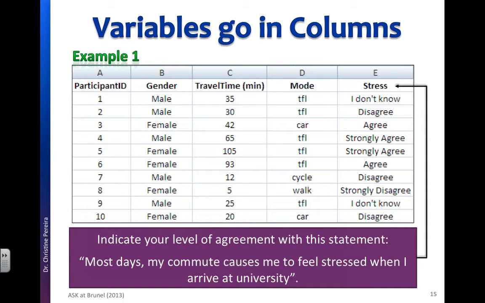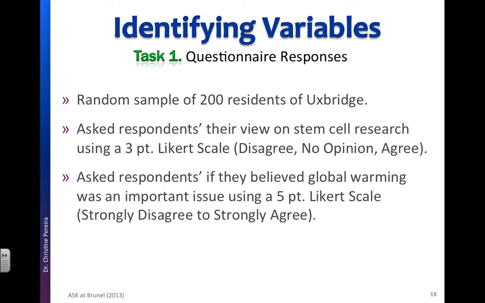So variables go in columns. That's really important in SPSS. Like I said, it's different from Excel. Excel doesn't care where we put data. We can enter it anywhere on any worksheet. SPSS is really particular. Variables have to go in columns. You can't enter it in the same way.